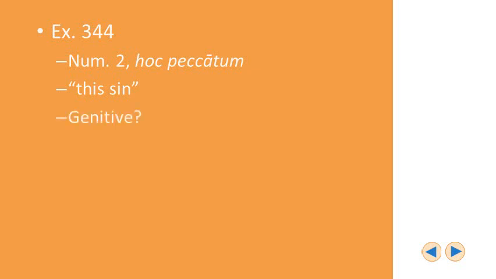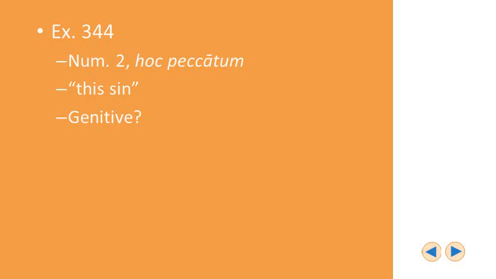All right, let's take a quick look at just one example from exercise 344, number two, hoc peccatum. How would you translate this? You would translate it as this sin or this mistake, and this is both nominative singular and accusative singular because it's neuter, right? So what if we wanted to put it into the genitive?